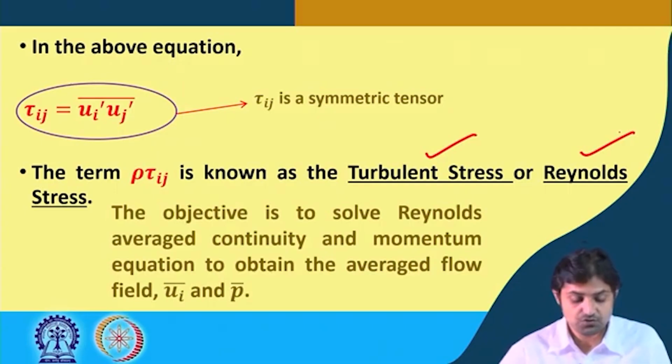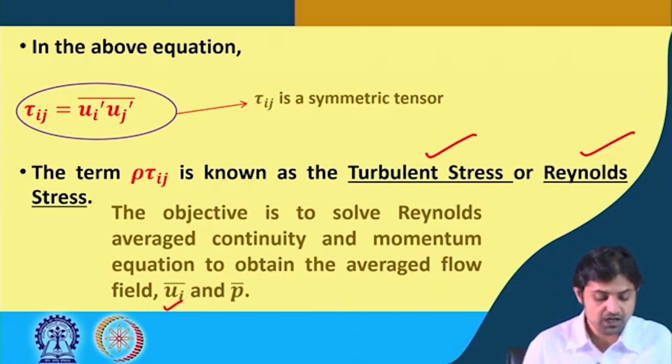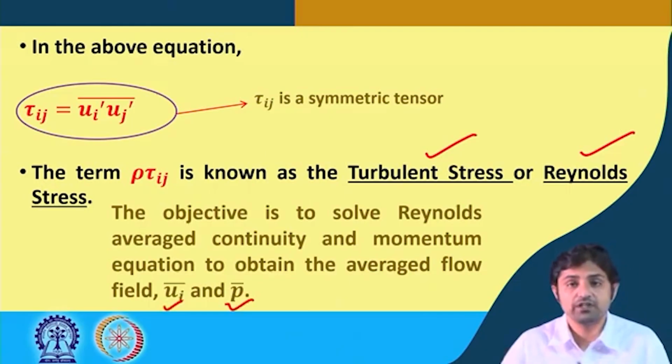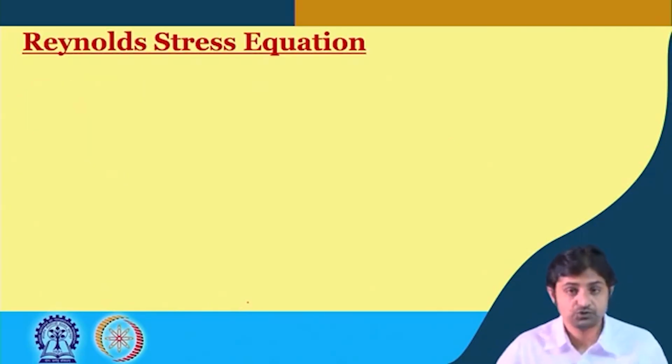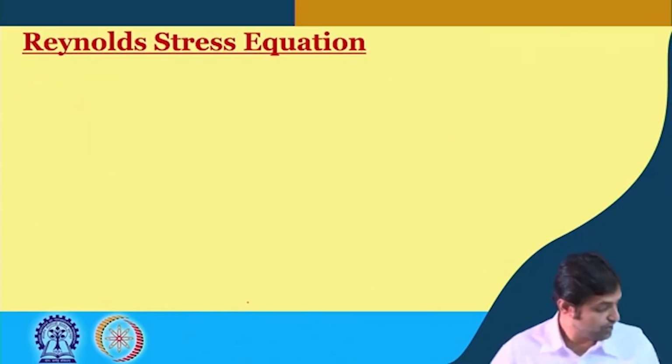The objective is to solve the Reynolds average continuity and momentum equation to obtain the average flow field ui bar and p bar. Okay, so the objective of this is to solve the flow for ui bar and p bar. We want to find out the average quantities. That is why we do some turbulence modeling. So how do we do it? We solve the Reynolds stress equation.